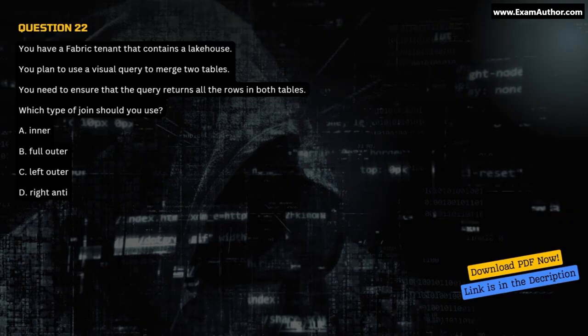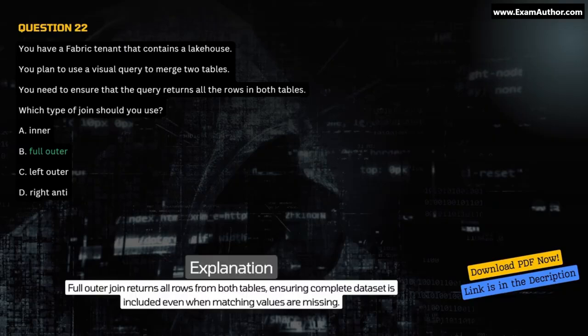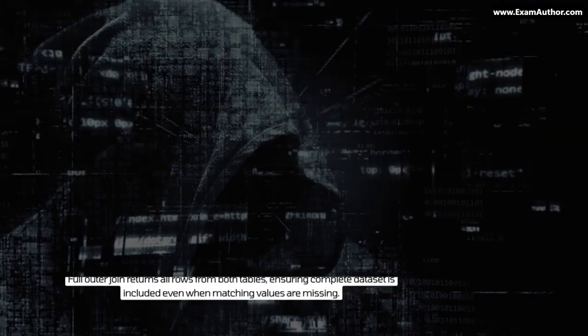Question 22. You have a Fabric tenant that contains a Lakehouse. You plan to use a visual query to merge two tables. You need to ensure that the query returns all the rows in both tables. Which type of join should you use? A. Inner. B. Full outer. C. Left outer. D. Right anti. Correct answer B. Full outer. Explanation. Full outer join returns all rows from both tables, ensuring complete dataset is included even when matching values are missing.